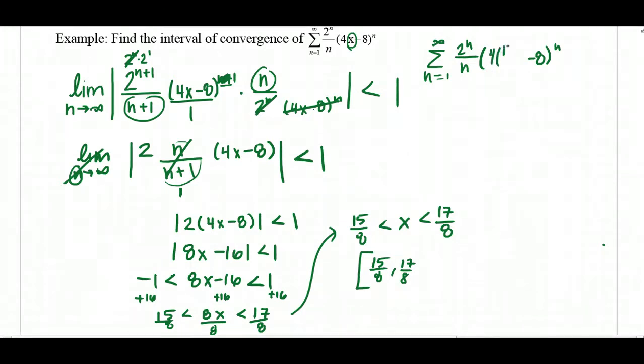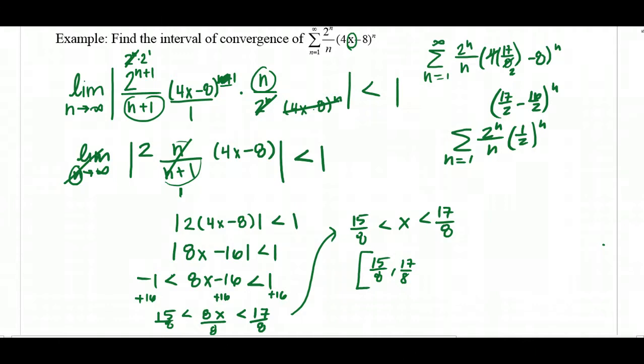So 4 times 17 over 8: the 4 will cancel, the 8 will become a 2. So I have 17 over 2 minus 16 over 2, to the n. Now this is going to be a positive 1/2 to the n. And then I have 2 to the n over n, in a series from n equals 1 to infinity. Again, this is 2 to the n over n times 1 to the n over 2 to the n. So the 2 to the n's will cancel, and 1 to the n is just 1. So I'm left with the harmonic series of just 1 over n, which we know diverges because it's harmonic.